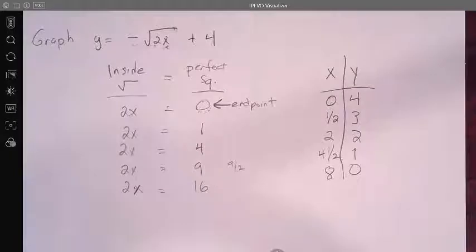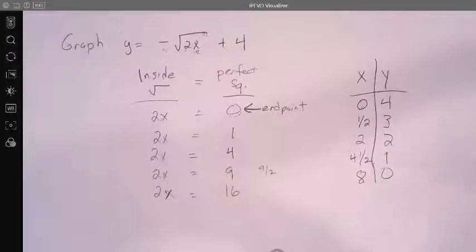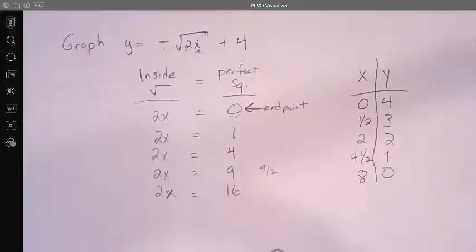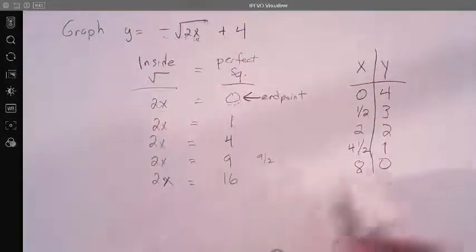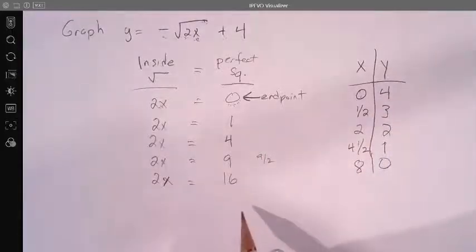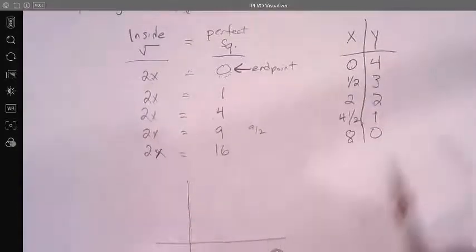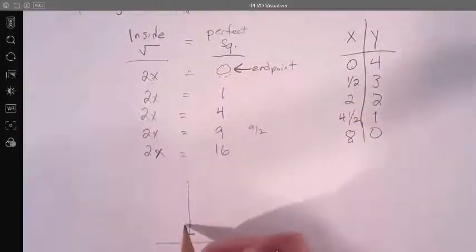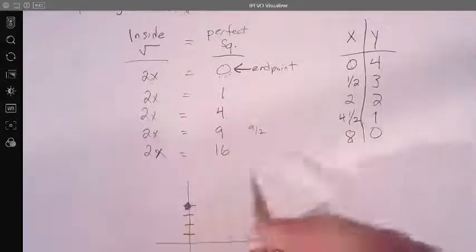And now I have enough points to plot a decent graph. If you print off the graph paper, you're certainly welcome to do that. It'll be a little easier to graph it. If you don't want to print it off, or you can't print it off, you can certainly make a sketch here. You'll notice all the values in this table are positive. So I'm only going to be working with the first quadrant. I'm going to very carefully, as my shaky hands can do, plot these points. 0, 4 would be right here. That's my endpoint, remember.